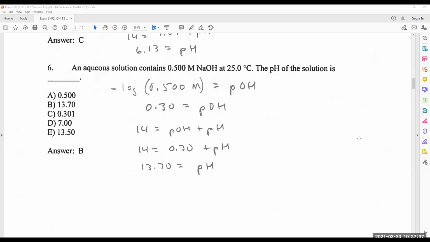Number 6, once again, we have another aqueous solution, and we want to find the pH of it. We're told it's 0.5 molar sodium hydroxide. Similar to the previous problem, we can find the pOH by doing minus the log of that concentration, and that's 0.30. Using that 14 equals pOH plus pH relationship, we subtract 0.3 from 14 and get 13.70. So those two problems are pretty much the same problem.